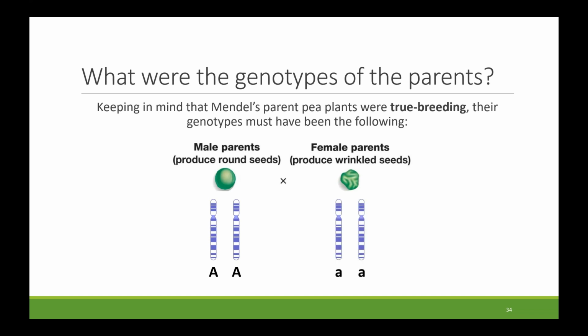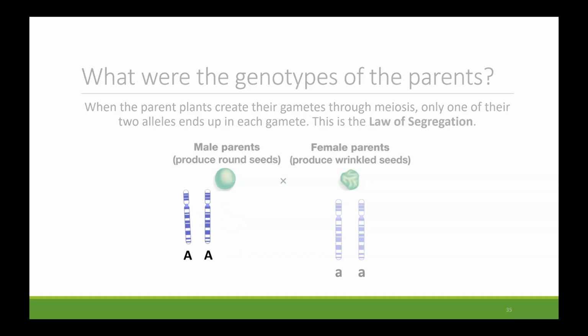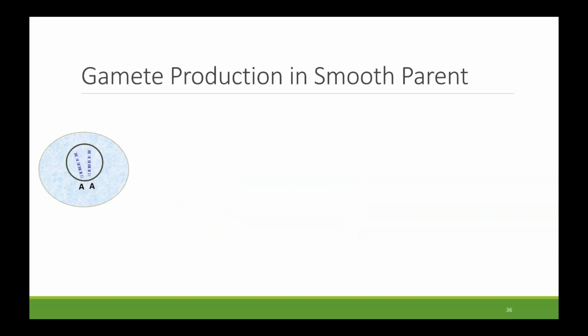Now, when these parents created their gametes, only one of their 2 alleles will end up in each gamete. The chromosomes will get separated. So one goes into one gamete, the second one goes into the other gamete. And this is what Mendel meant in his law of segregation. But to really drive the point home, let's take a look at how the gametes would actually be created in the smooth pea plant parent.